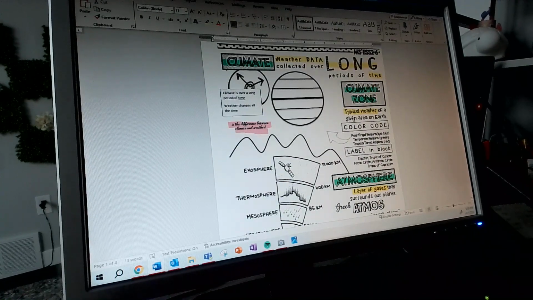Now they need to color code their Earth. Where do you think it's going to be super cold? Here at the equator or up at the North or South Pole?